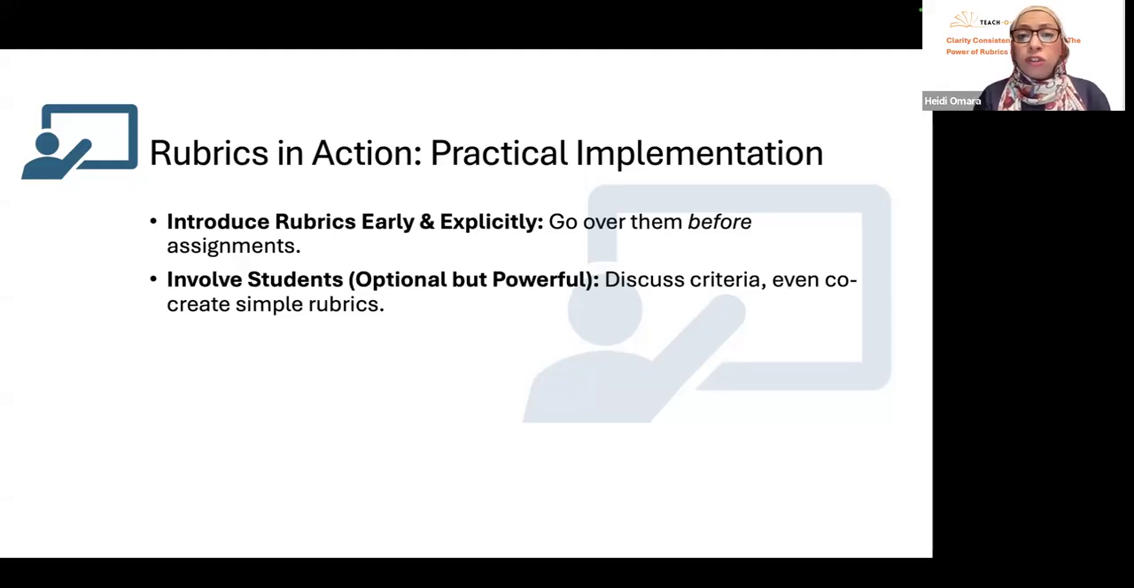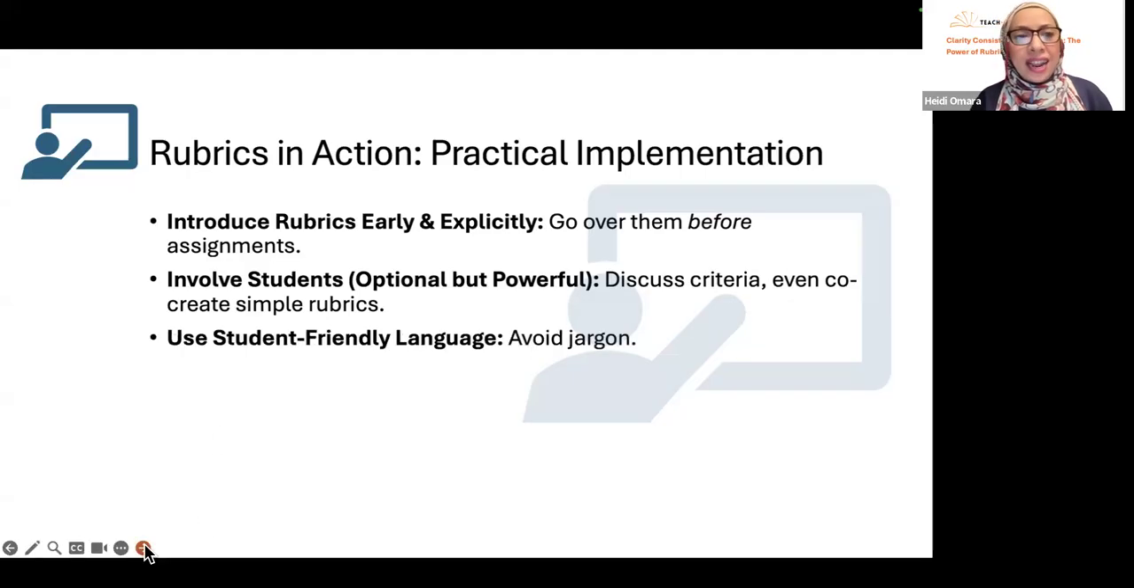Maybe you could involve the students. And this is a powerful thing, but it's optional in the end of the day. You might think, no, my students are not yet ready to be involved in choosing the criteria they are going to be assessed against. Or yes, or maybe yes.